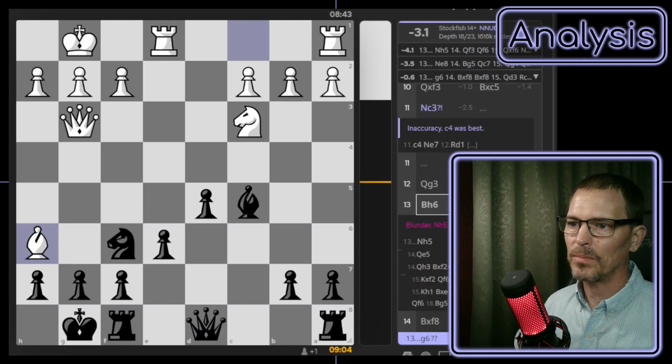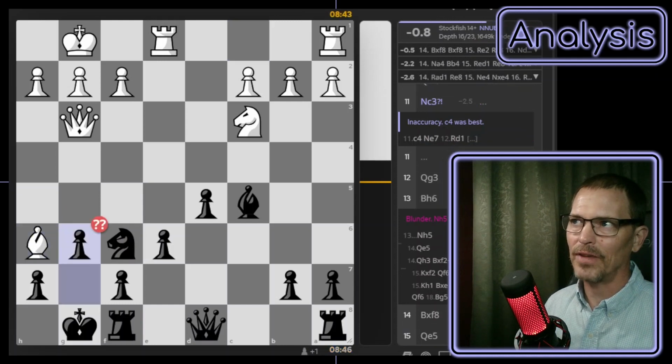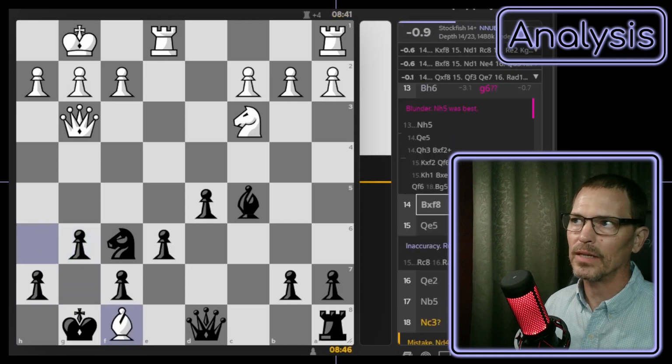But g6 was a blunder that I still had an advantage after, though. And were they supposed to take my rook? Yes, they did. And I took back. It doesn't matter which piece I take it with, king, bishop, or queen. I still maintain a very slight advantage. I did one of the better ones.